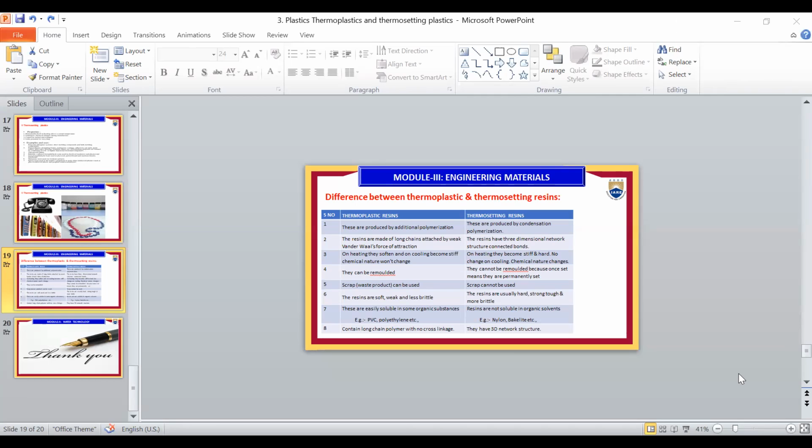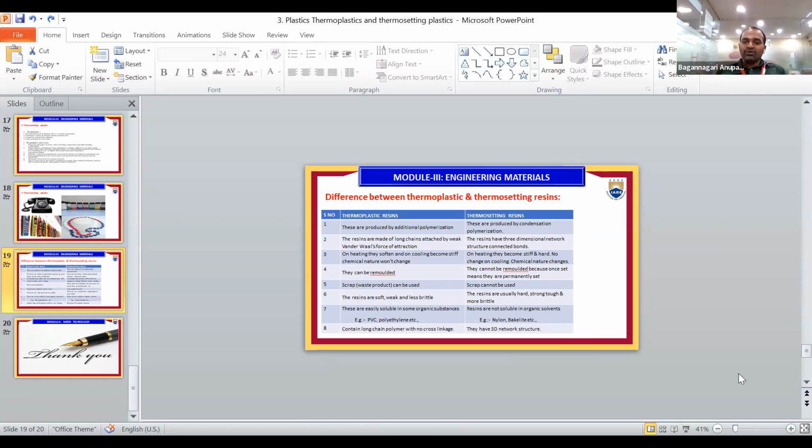Okay, so thermoplastics means that when we give heating, they soften, and on cooling, they harden. Thermosettings harden only during the molding process. So these thermoplastics are made by addition polymerization, and the thermosettings are made by condensation polymerization. In the thermoplastics, weak intermolecular forces are present. In the thermosetting, strong covalent bonds are present. Thermoplastics contain long chain hydrocarbons. Thermosettings contain branched structures, three-dimensional networks are present. Thermoplastics can be remolded, but thermosettings we can't remold.